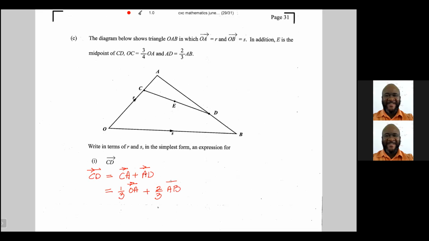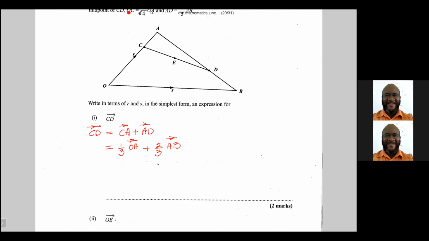All right, so I don't know what the vector AB is. As it relates to solving this question, I'm not going to get anywhere until I find the vector AB. It's not difficult to find. AB is the vector AO plus the vector OB.